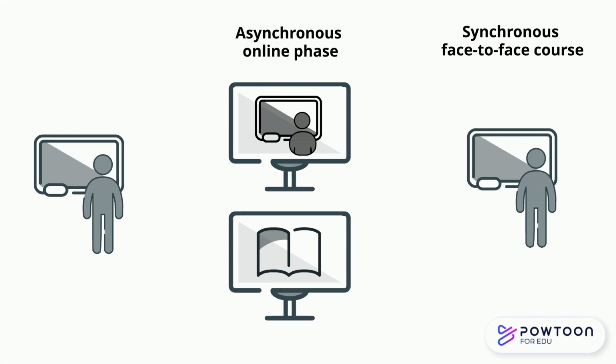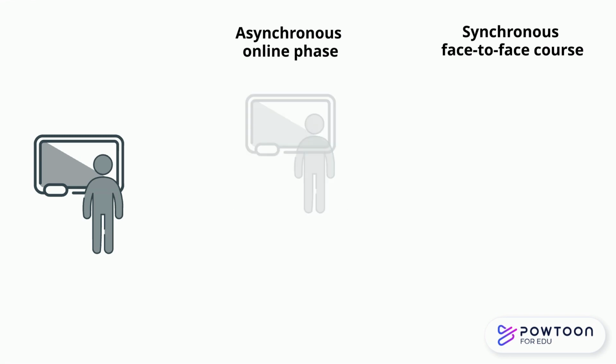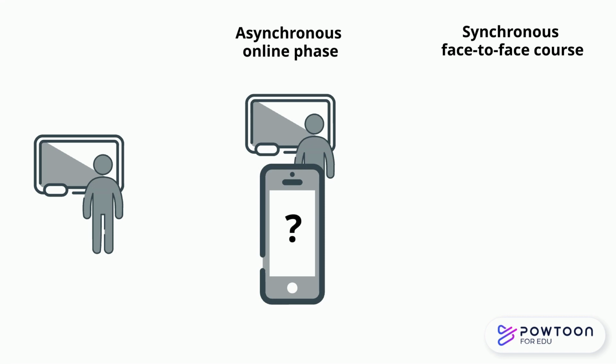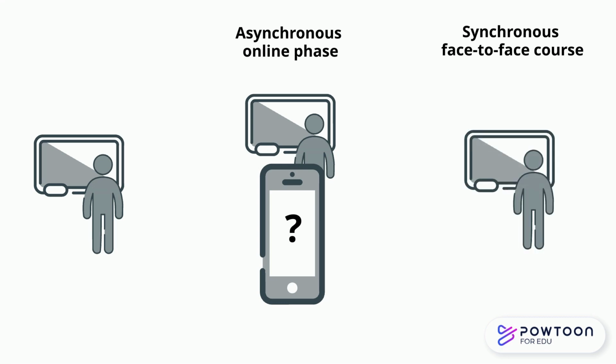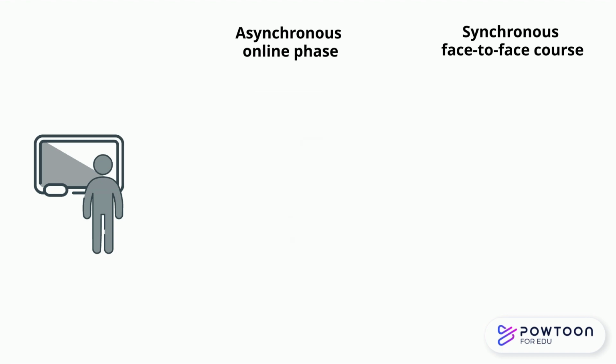Another possibility would be to enrich the synchronous course by integrating, for example, a voting system that allows students to answer questions during the course. It surely is a more active learning than just a purely frontal lecture, but it is more a digital enrichment of a face-to-face course than a blended learning format.